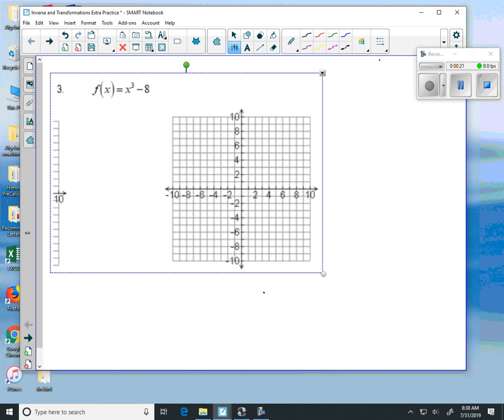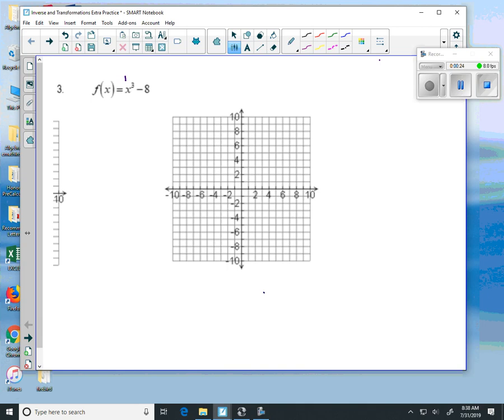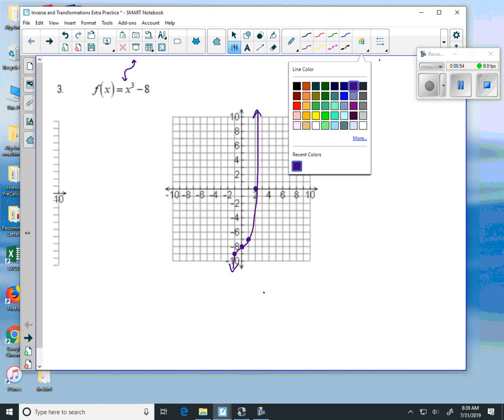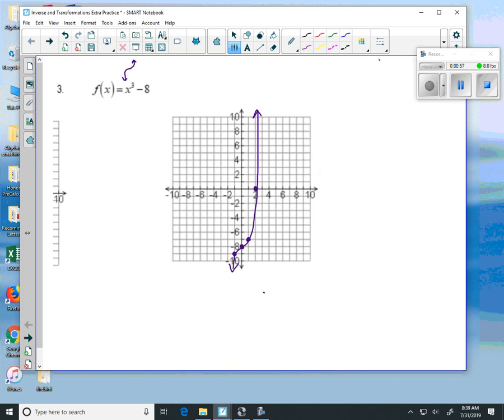X cubed minus 8 is our x cubed parent function, which looks like that-ish. And it's moved down 8 units. So I'm going to start down here at negative 8, over 1, up 1, over 2, up 8. It would be over 3, up 27, and that is not going to fit on our graph. So we do want to make sure we're always graphing every point that fits on our graph as we're practicing transformation rules.